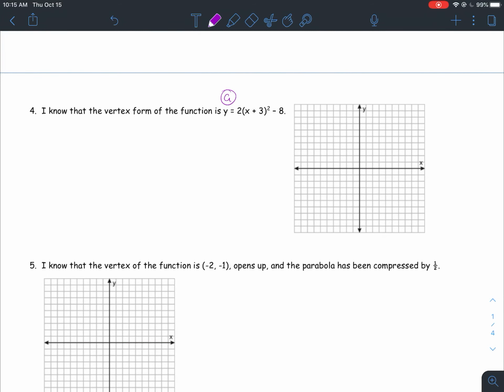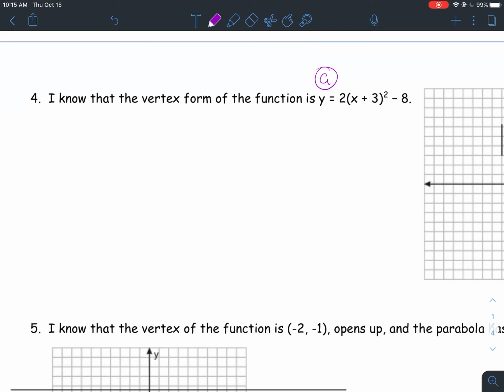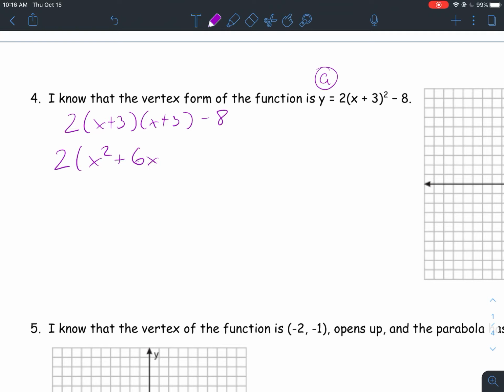So to find our standard form, let's go back. How do we get from vertex to standard? Well, that's where we FOIL, distribute, and combine like terms. So we've got (x + 3)(x + 3) − 8. I'm going to FOIL this out, and just for time's sake, I'm going to do it a little quickly. I get x² + 6x + 9 − 8.